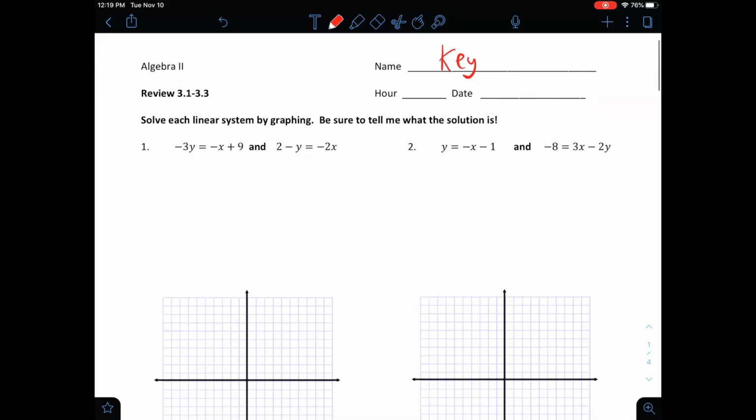Today we're going through the review for 3.1-3.3. I think it'll be a good idea to make sure we feel good about everything for the quiz. So let's go ahead and get into it. It says, solve each linear system by graphing. Be sure to tell me what the solution is.